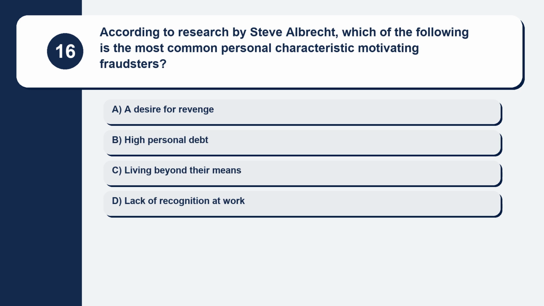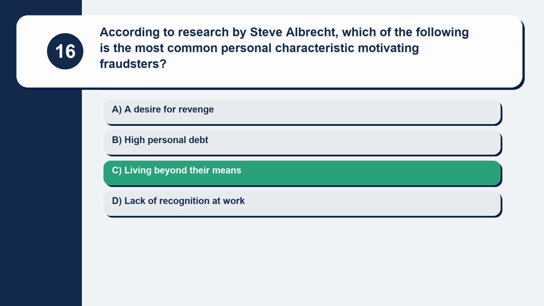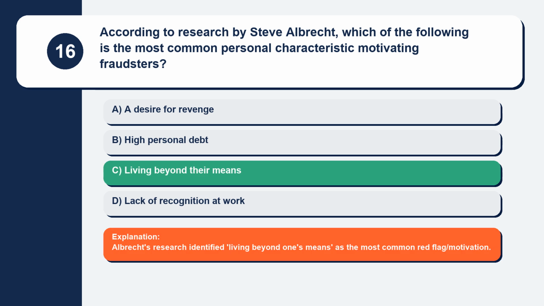Question 16. According to research by Steve Albrecht, which of the following is the most common personal characteristic motivating fraudsters? A desire for revenge, high personal debt, living beyond their means, lack of recognition at work. Albrecht's research identified living beyond one's means as the most common red flag and motivation.